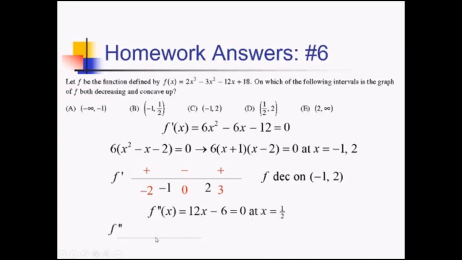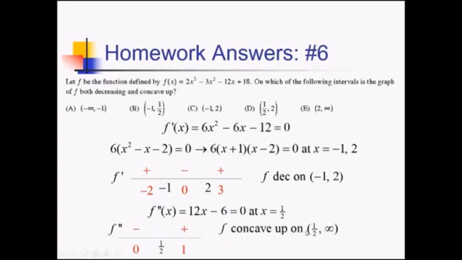Putting that on an f double prime number line now. Something to the left of 1/2, well, how about 0? Plugging that into my second derivative right here, that's going to be 0 minus 6, which is negative. And then something bigger than 1/2, how about 1? 12 minus 6 is positive. And we wanted concave up. So that's going to be the positive interval, 1/2 to positive infinity.